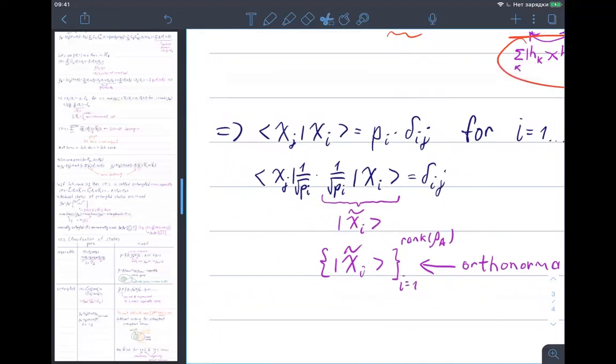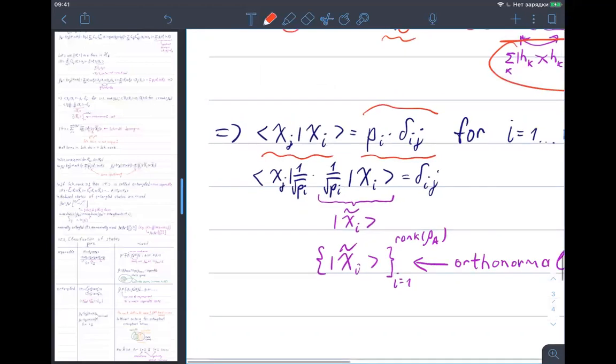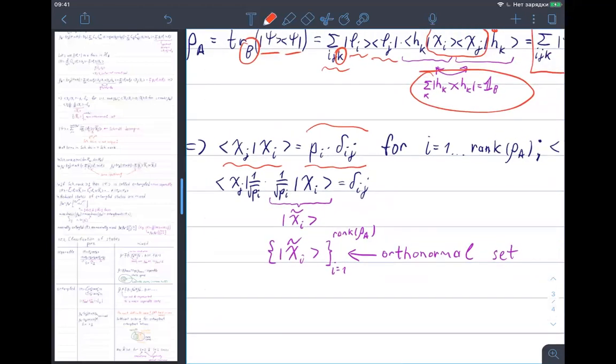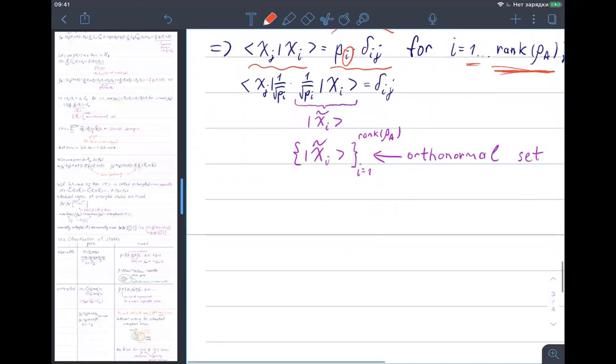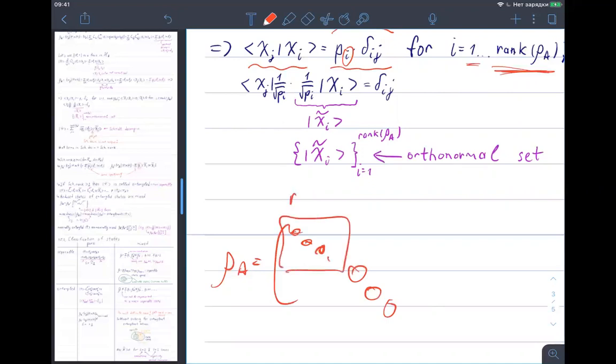So I know that h_e_j times h_e_i should be equal to pi_i times the Kronecker symbol, at least for these indices i, which go from 1 to the rank of rho A. It comes from the fact that my state rho A cannot be full rank. I have some non-zero coefficients, and then I have zeros. The number of these non-zero coefficients gives me the rank of my matrix.